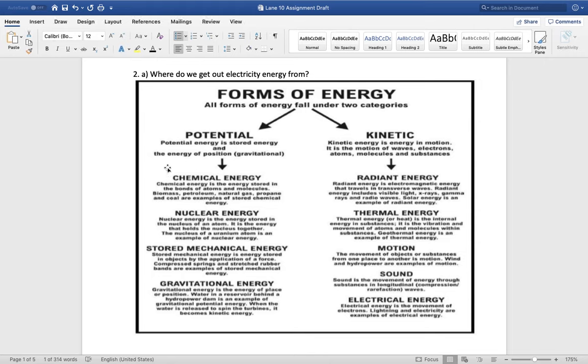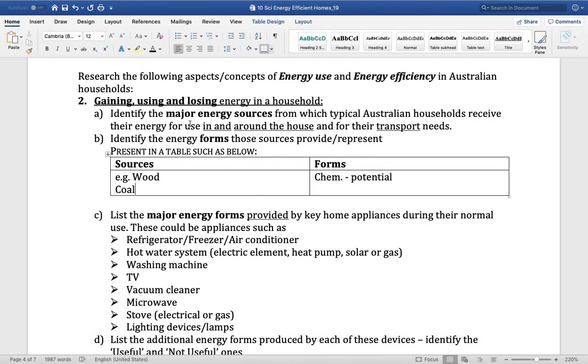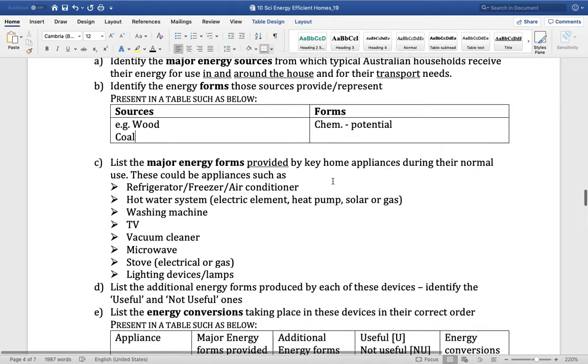Now you need to go through and do the same thing for all your sources using this table. I would say that you will find that you'll have a lot of double ups. You might have a few that have chemical potential energy. You may have 1 or 2 others that have other types of forms of energy. Okay, so that's part 2, A and B, developing a table that looks just like this.